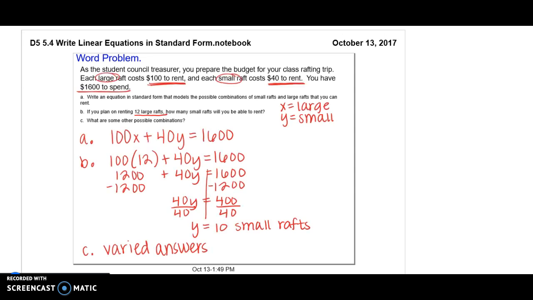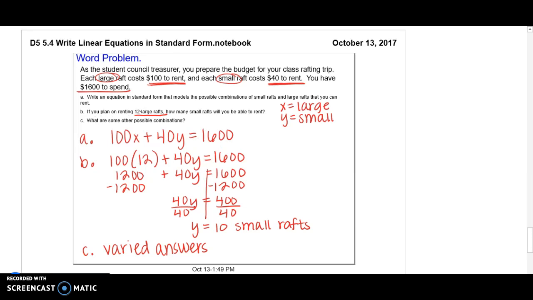You had some time to try this yourself. So we know that we want to write an equation in standard form, so that's ax plus by equals c. A large raft is $100. Small raft is $40. You have $1,600 to spend. So I picked x for large and y for small, and I write this equation. So $100 times my large rafts plus $40 times my small rafts, and I have $1,600 to spend.